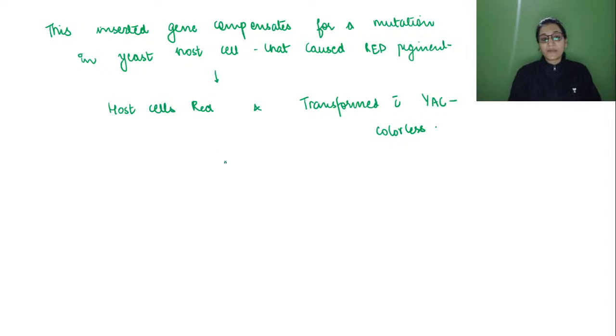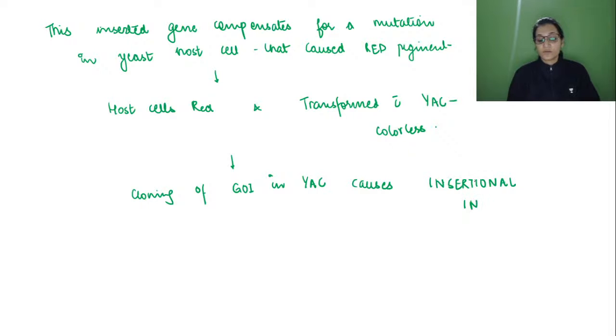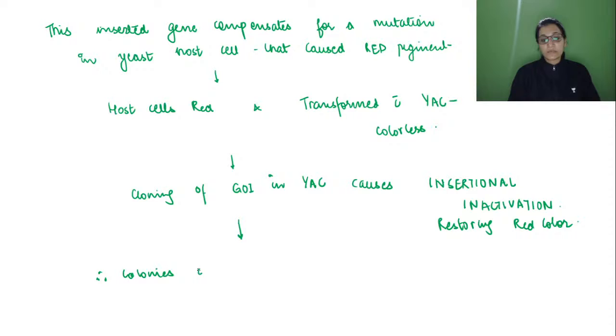So cloning of a foreign DNA fragment into YAC causes insertional inactivation. So cloning of gene of interest in YAC causes insertional inactivation. So the colonies that contain the foreign DNA fragment are red. Insertional inactivation, let us write here, restoring red color. And let us move further, that therefore the colonies containing gene of interest are red.